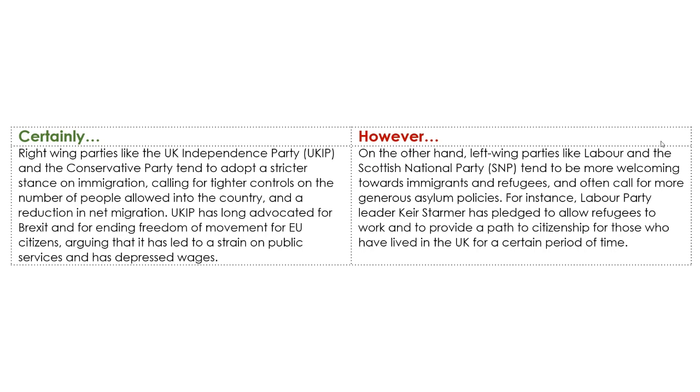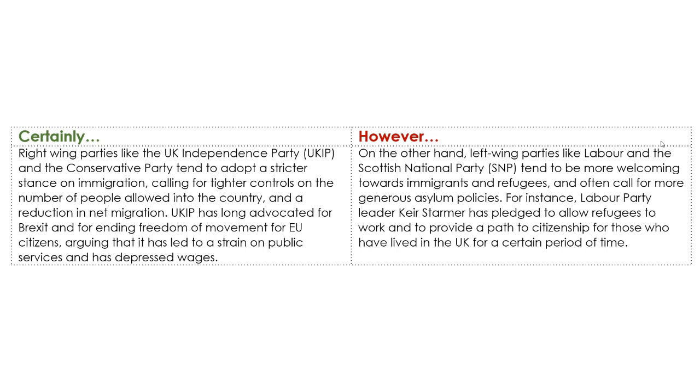Certainly, right-wing parties like the UK Independence Party or UKIP and the Conservative Party tend to adopt a stricter stance on immigration, calling for tighter controls on the number of people allowed into the country and a reduction in net migration. UKIP has long advocated for Brexit and for ending freedom of movement for EU citizens, arguing that it has led to a strain on public services and has depressed wages. So what you've done there is clearly outlined the right-wing view on immigration.